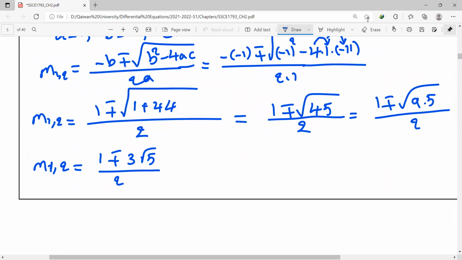So here we have two different values, which are m1 equals and m2 equals. Each one will take one of these, one of them to be negative and the other one to be positive. So m1 equals 1 plus 3 square root of 5 dividing by 2, and m2 is 1 minus 3 square root of 5 dividing by 2.